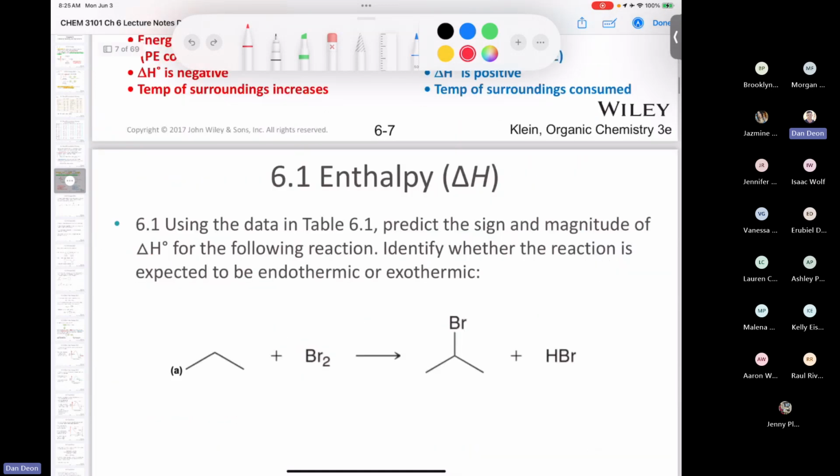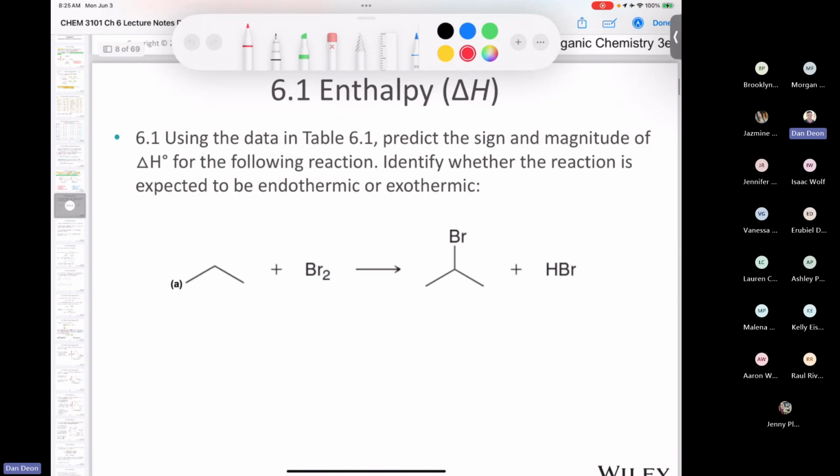So let's take a look at a problem where you'd be asked to use the formula that I just showed you. So it says here, using the data from table 6.1, predict the sign and magnitude of delta H naught for this reaction. Okay, so we're asked to calculate delta H naught. Identify whether the reaction is endothermic or exothermic. So if delta H is positive, it's endothermic. If delta H is negative, it's exothermic. Cool? So let's write down the formula again.